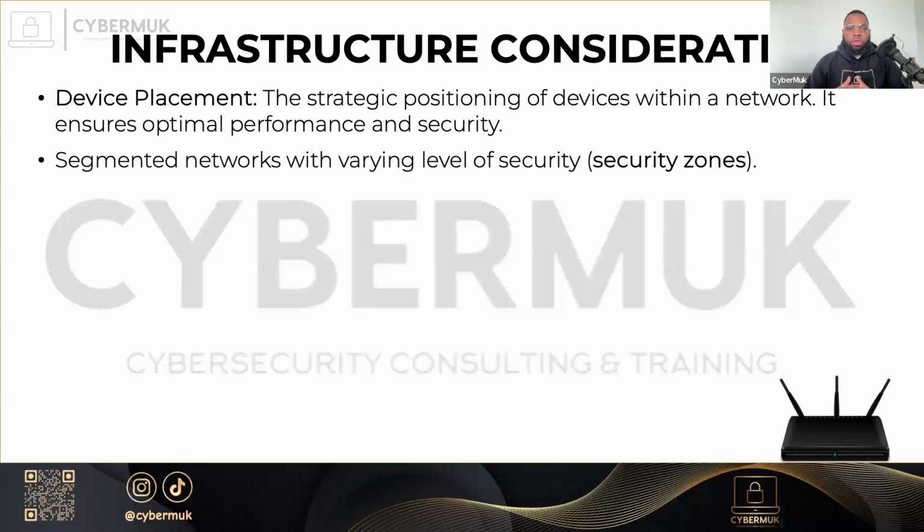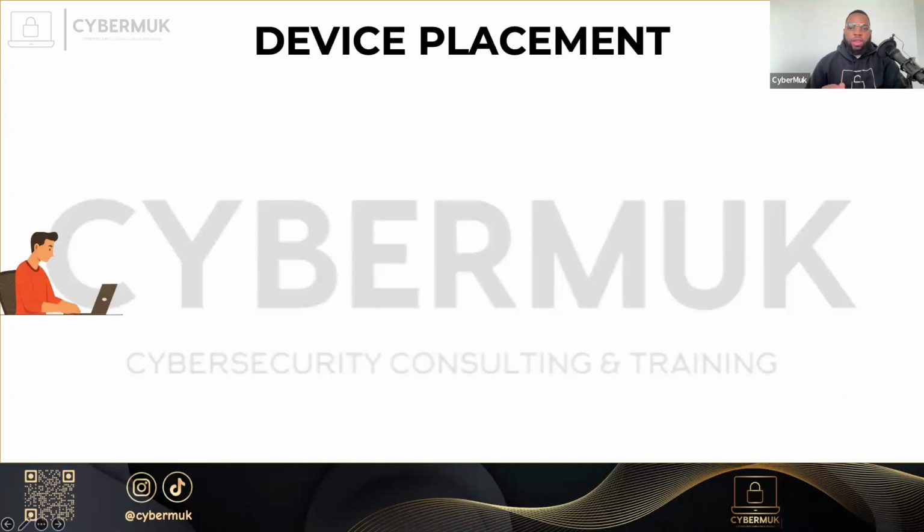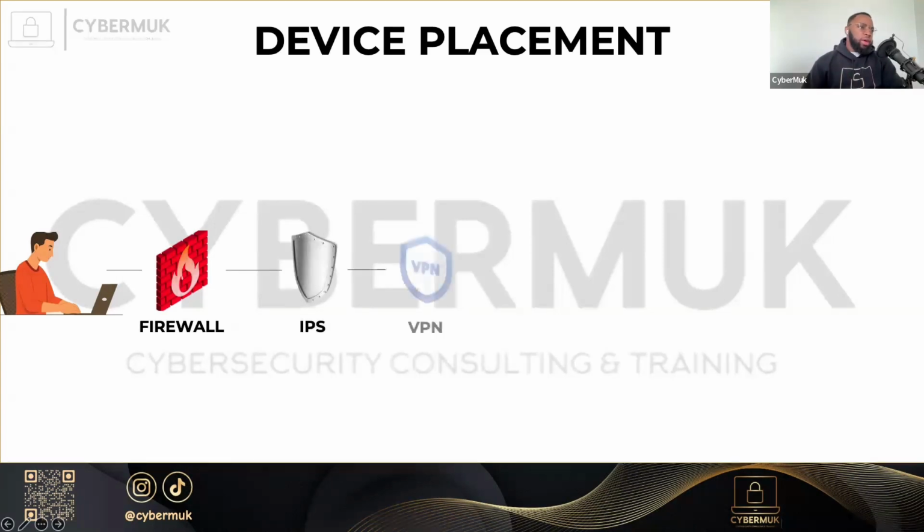Also, segment networks with varying levels of security. Some zones can have more security than other zones. This is an example of the way devices are placed in the network. This is just a very high level example where you have this person first connected to a firewall when he tries to access the network. Then within the network, you can have an intrusion prevention system, which is followed by a VPN, for example, to give him internal access. Then after the VPN, you have a VLAN.